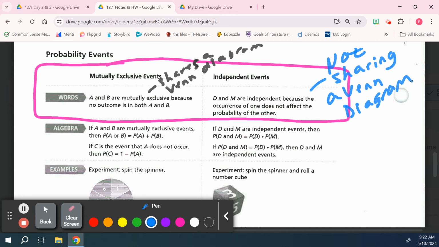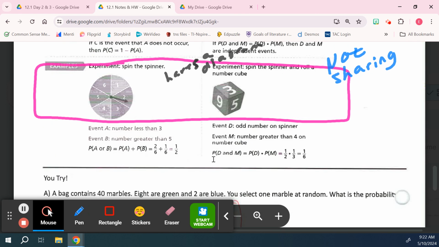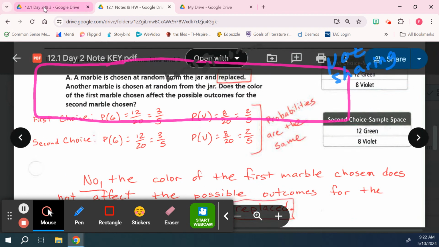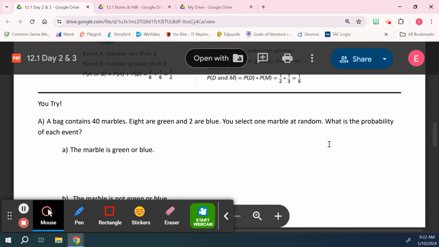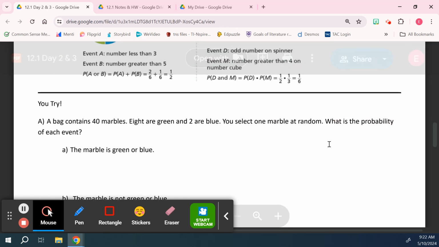All right. Any questions? All right. Homework for tonight is going to be these You Try Its, okay? And then you have those two Ed Puzzles that kind of help break up a little bit more about mutually exclusive, and it's going to review a lot from yesterday and the independent events, okay?